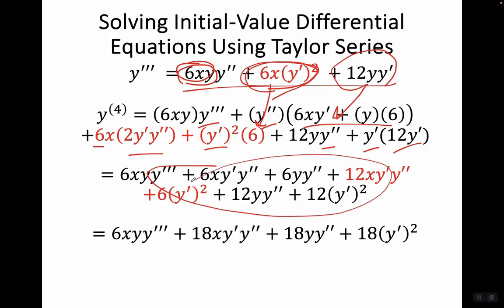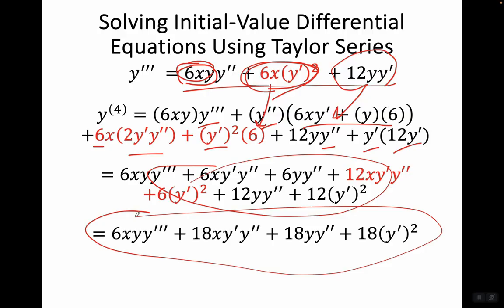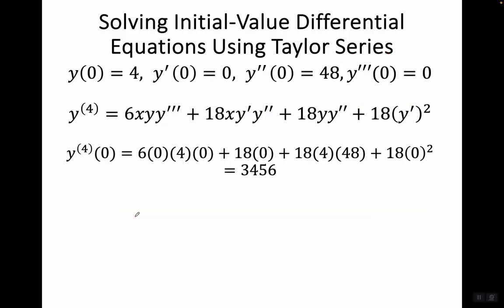Okay, so you multiply things out and you combine like terms, and this is what you end up with. So that's the fourth derivative of y with respect to x. This is brutal. So let's plug in stuff, because we don't want the fourth derivative of y. We want the fourth derivative of y at 0. So let's plug in what we know.